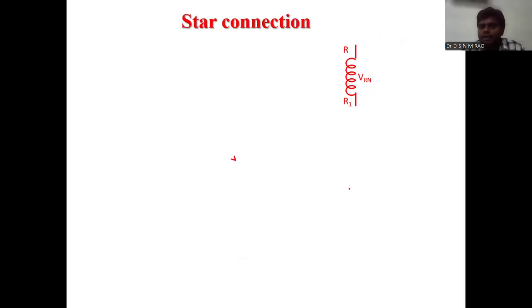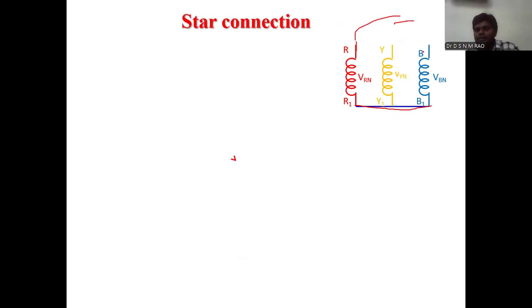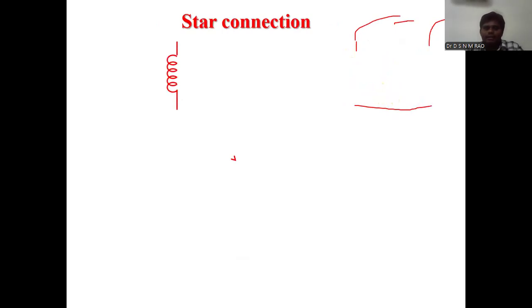As we know, star connection is nothing but all the finishing or starting points are joined together. So here all the finishing points are joined together and the remaining ends are connected to load. In this way, I will connect the star connected system.